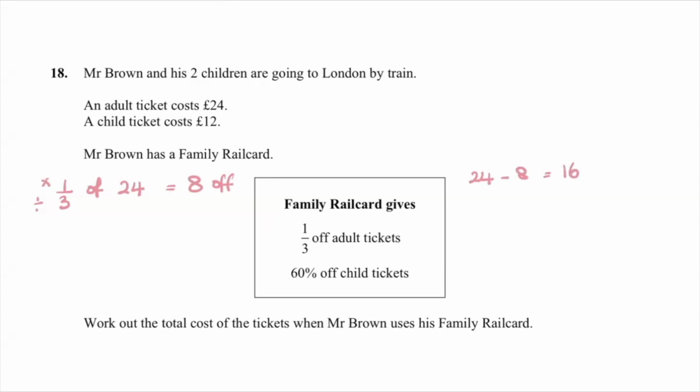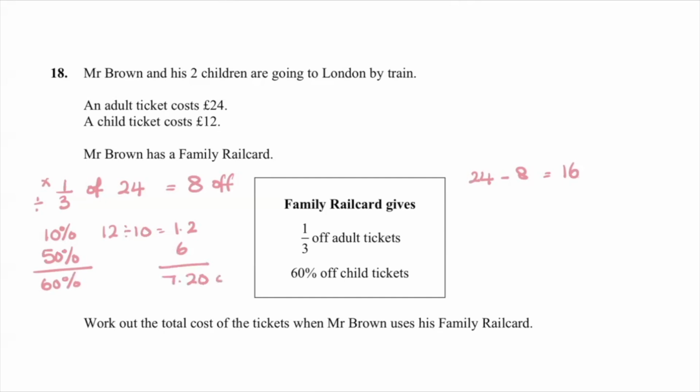Now, 60% means we're going to find our 10% first. We did this earlier. So we're going to divide by 10, which is this. Now, I could times this all up by 6 to get to 60%. I'm actually going to choose to work out 50% because that's going to be super easy. All I've actually got to do there is half it, which will give me 6. And then together, I've got that 60%. So together, I've got my £7.20.